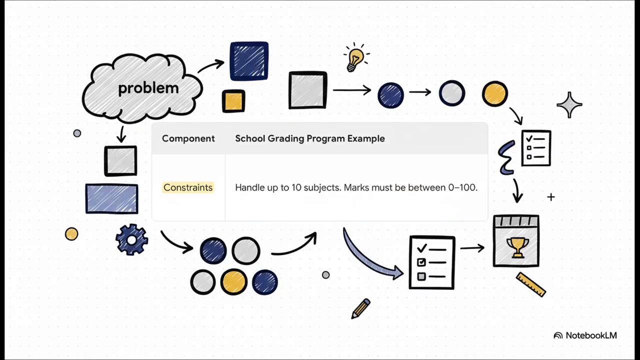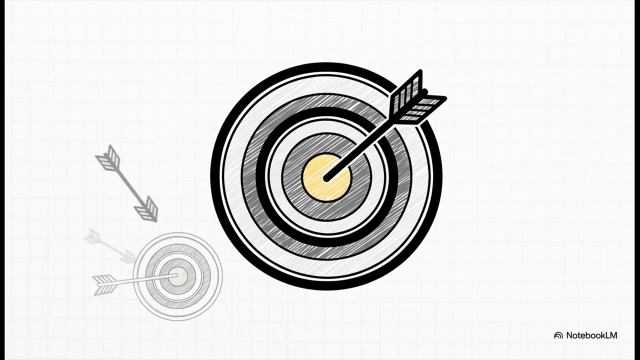For our grading program, the constraints are really simple, but they're absolutely critical. We're saying it only has to handle up to 10 subjects, and the marks have to be between 0 and 100. This tells the developer precisely what to build for, and just as importantly, what they don't need to worry about.